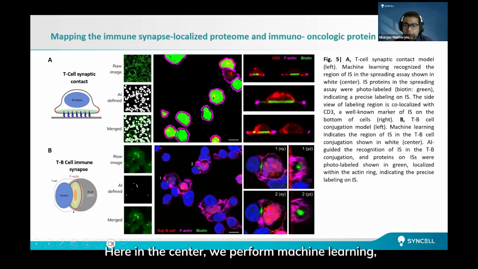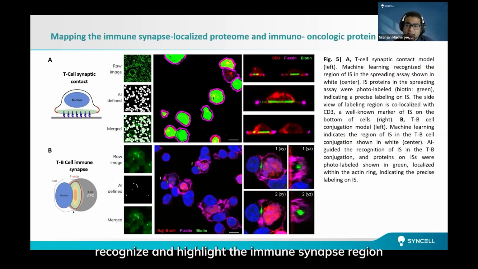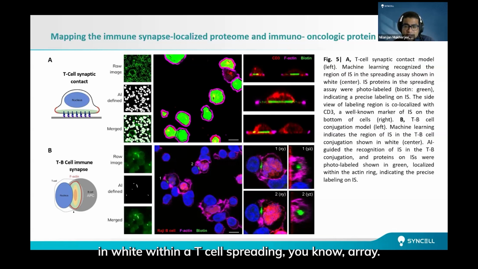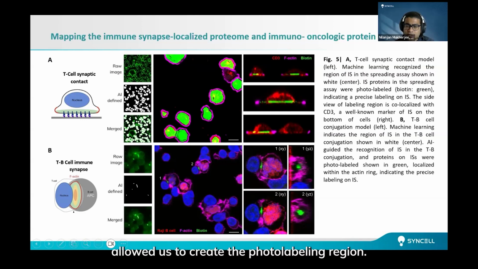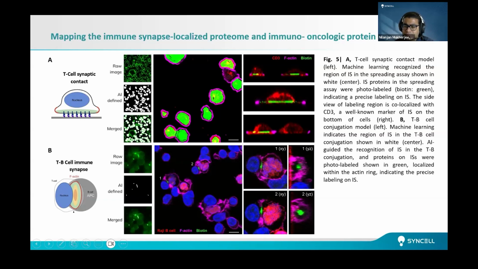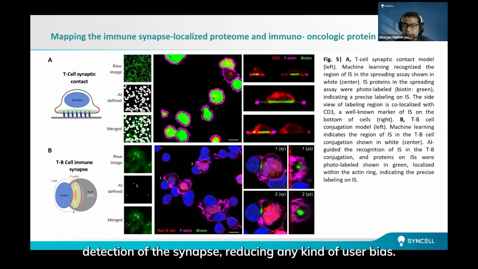Moving to the center, here we perform machine learning, which allowed us to recognize and highlight the immune synapse region in white within a T cell spreading array. You can see how a particular stain allowed us to create the photo labeling region. This automated approach ensures precise detection of the synapse, reducing any kind of user bias.